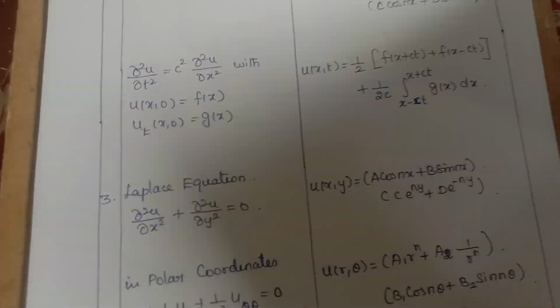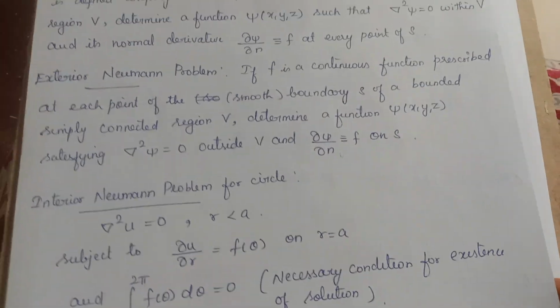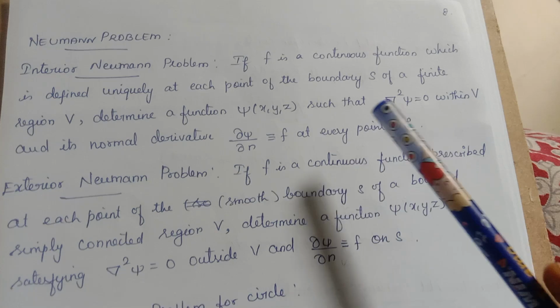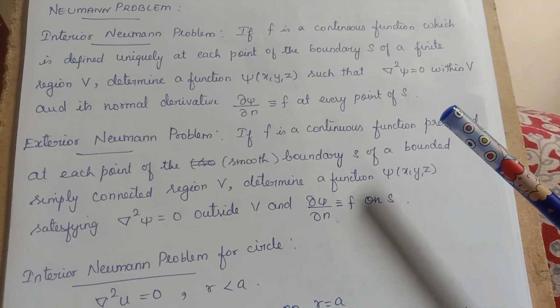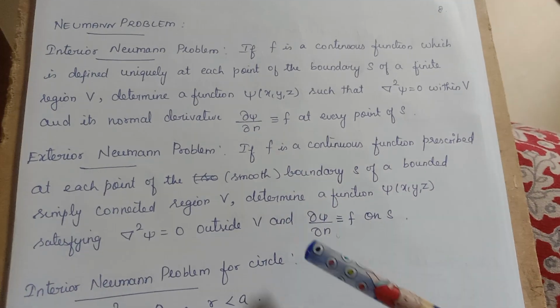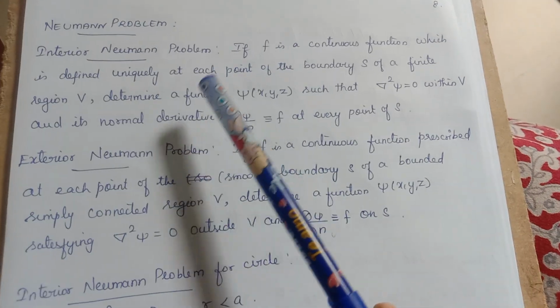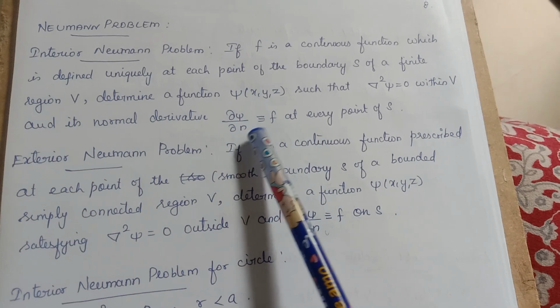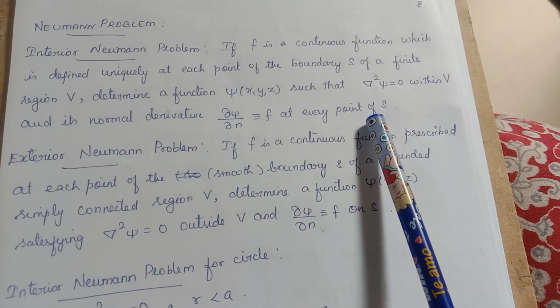Okay, then next one is the Neumann problem. Similar to the Dirichlet problem, this Neumann problem is there. Here also we have two types, interior Neumann problem and exterior Neumann problem. For the interior Neumann problem, we have ∇²ψ = 0 within V and ∂ψ/∂n = f at every point on the surface.